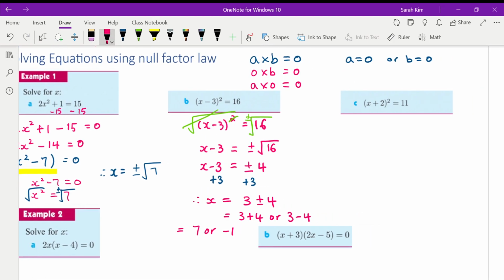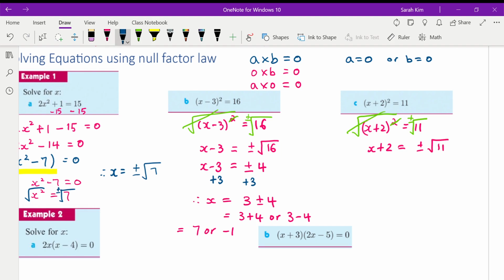Let's have a go at this one. So same analogy again. We've got perfect squares, so you can square root these ones. Plus or minus for the square root. Okay, so these cancel. What you get left over is x plus 2, and then you get a plus or minus square root of 11.